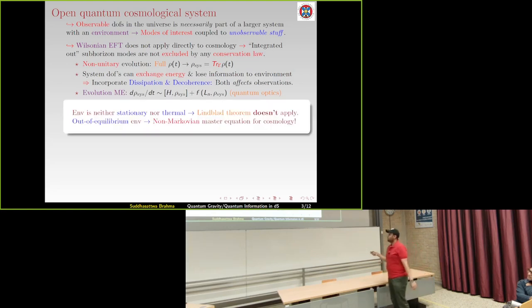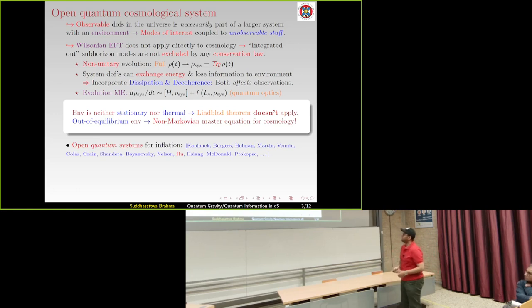The main punchline of this part is that the environment is neither stationary nor thermal, which means that it's somewhere in between, and the Lindblad theorem doesn't quite apply. So the master equation is this Nakajima-Zwanzig type. That's essentially because of having an out-of-equilibrium environment. So we need some non-Markovian master equation, which needs to be solved for this system degrees of freedom. Again, I have not mentioned everyone who has worked on this for some time now, but Cliff Burgess and Sarah Shandera and my collaborators in Paris, they've been working on it for quite some time now.